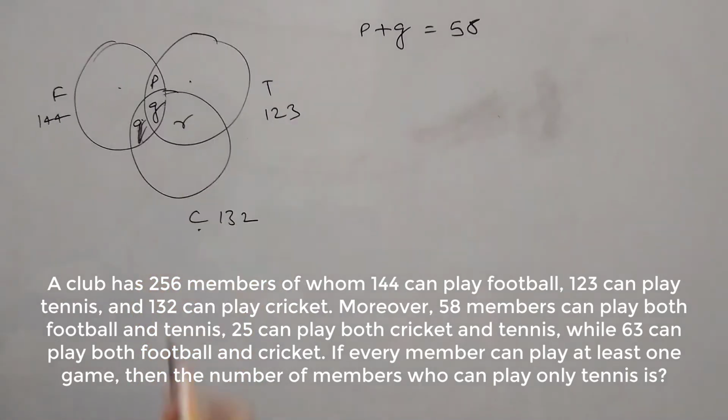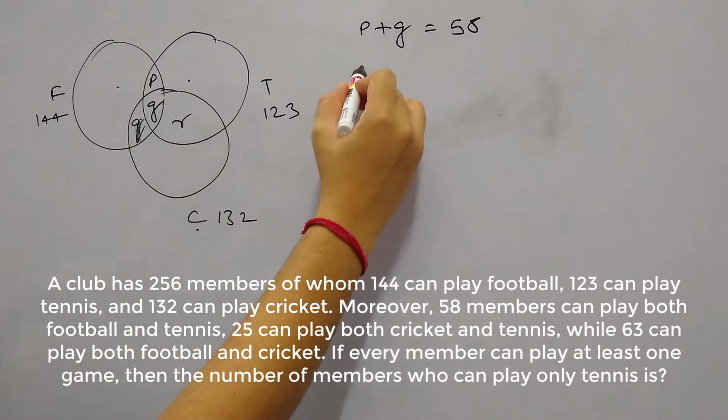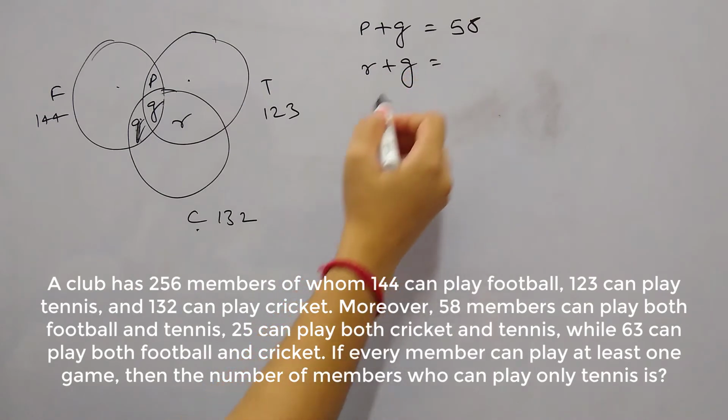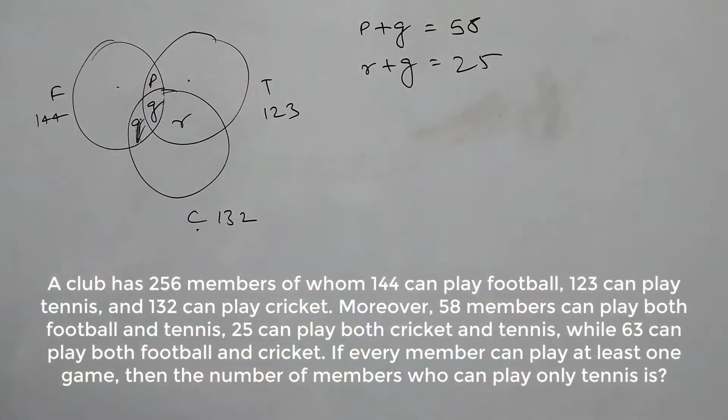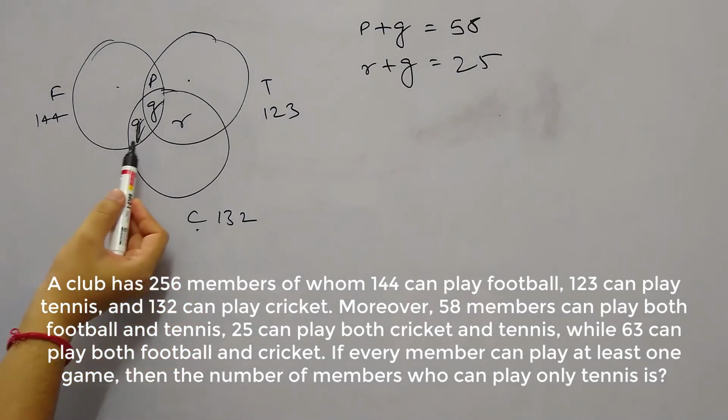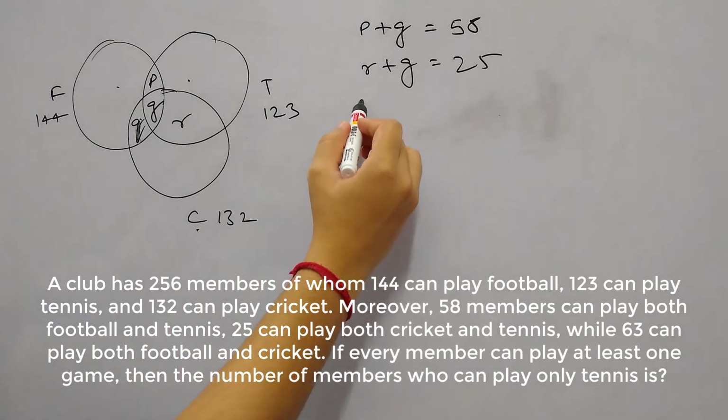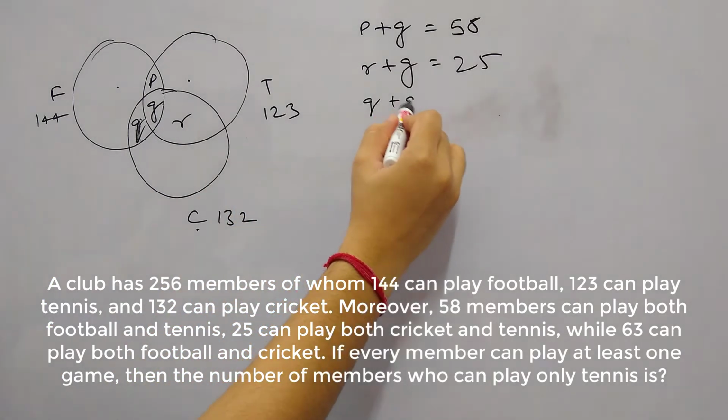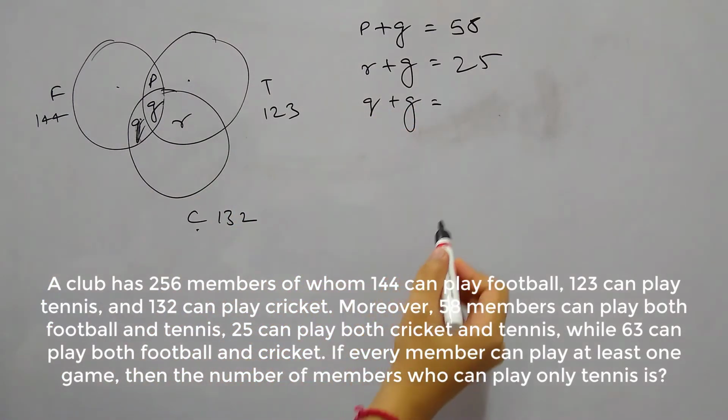So cricket and tennis 25 can play. From here you can see it's R plus G. This is 25, and 63 can play both football and cricket. So football and cricket players are Q and G. So we can write Q plus G is 63. So this is what is given in the question.